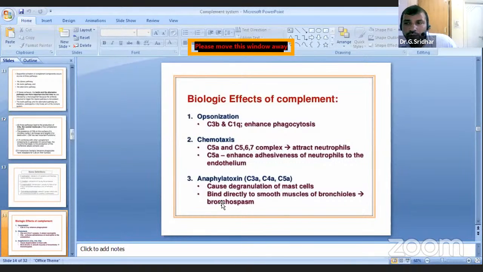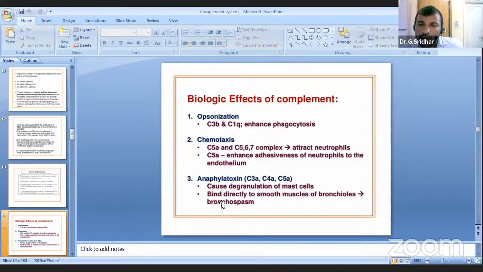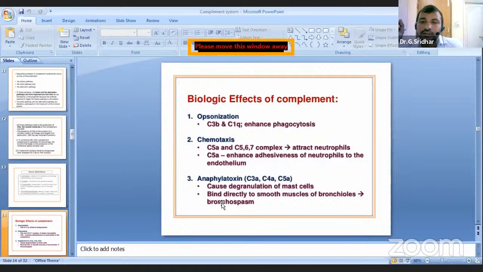Once again, the chemical mediators which we use to activate different types of immune cells, like interferons and cytokines, are all chemotaxins. These chemical mediators are useful for recruiting different types of immune cells at the area of infection. Then you can call it chemotaxis. Then the last one is called anaphylatoxin.